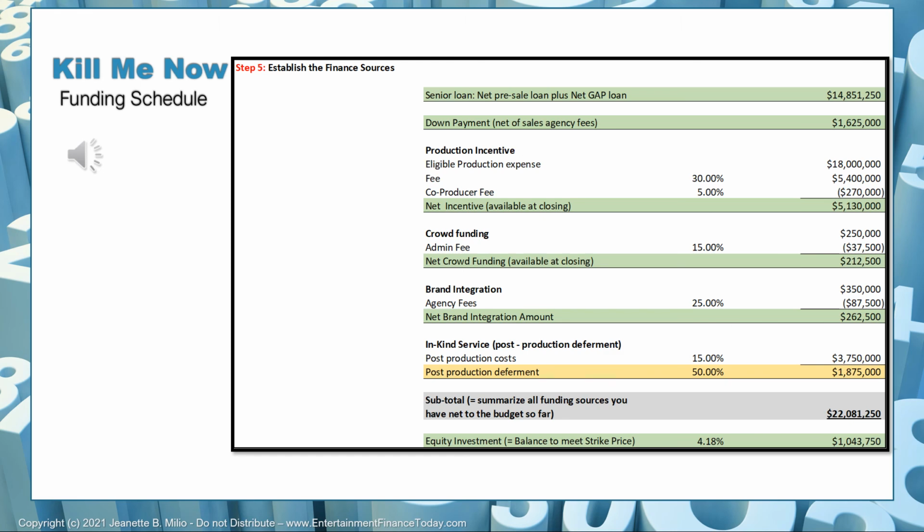We get the crowdfunding of 250. We pay an admin fee of 15%, so that leaves us with 212,500. We get brand integration of 350. That leaves us with 262,500 after we paid the agency 25%. And then we have post-production where we have 15%, but deferring 1,875,000. So altogether, we have 22,81,250, which leaves us with an investment that is needed of 1,043,750 from our equity investor.